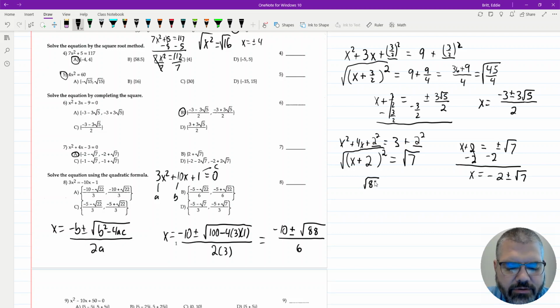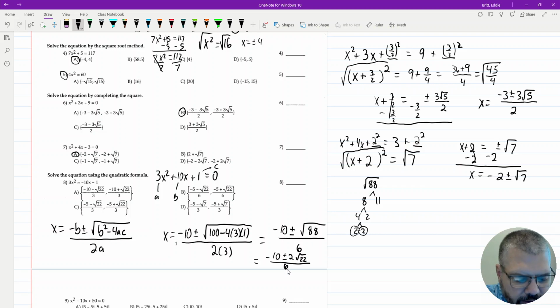So I like to use a factor tree if I'm not sure what it'll be. So that's 8 times 11, 4 times 2, 2 times 2. Since this is a square root, you can bring out a pair of 2's. Well, you bring out a 2 because there's a pair of 2's right there. And there's no other pairs. So the square root of 88 is going to be 2 square roots of the product of what's left over, 22. So 2 square roots of 22 all over 6.